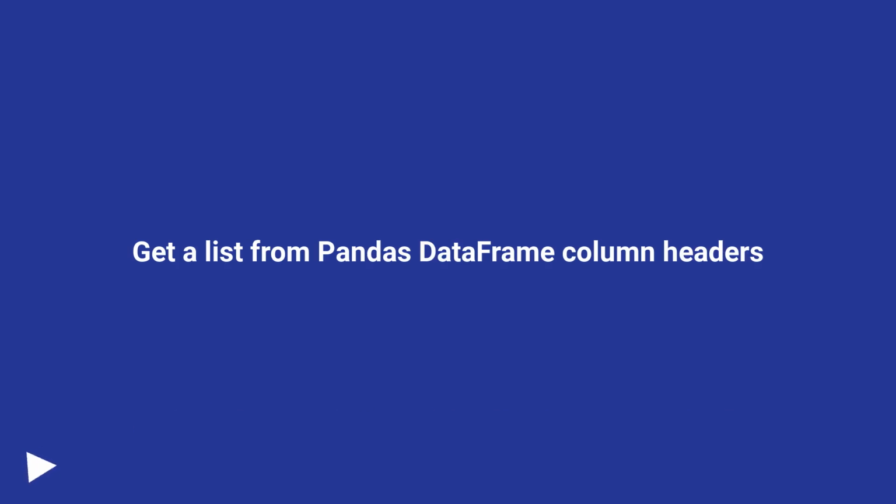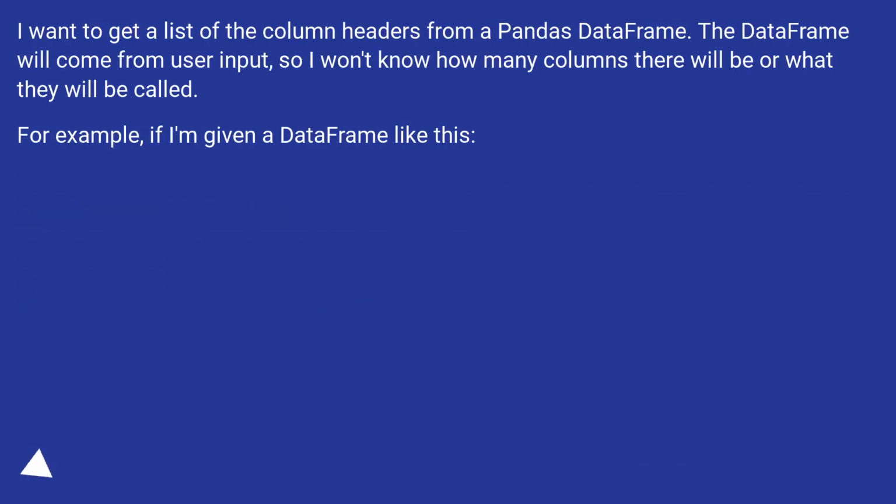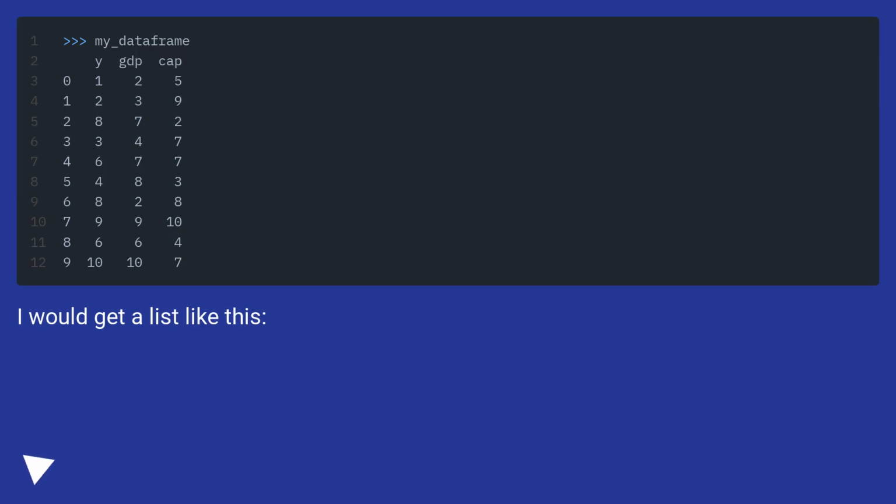Get a list from Pandas DataFrame column headers. I want to get a list of the column headers from a Pandas DataFrame. The DataFrame will come from user input, so I won't know how many columns there will be or what they will be called. For example, if I'm given a DataFrame like this, I would get a list like this.